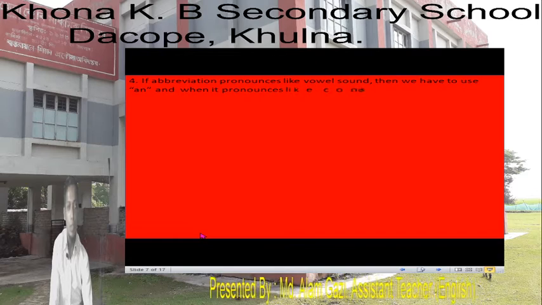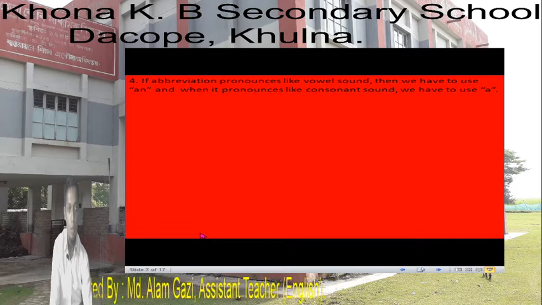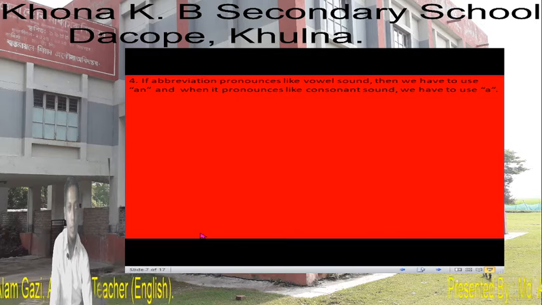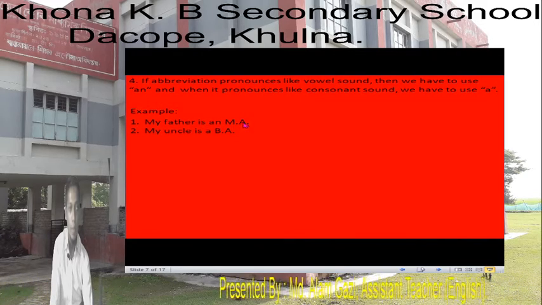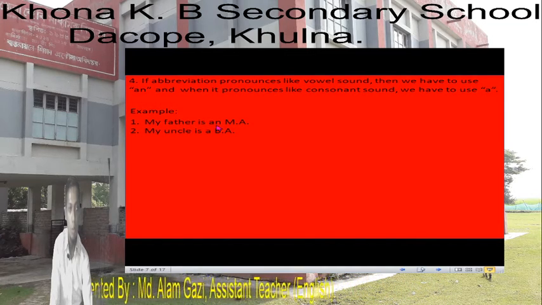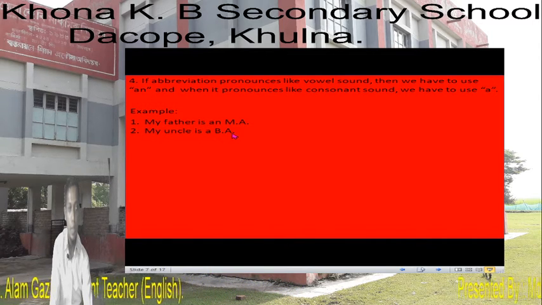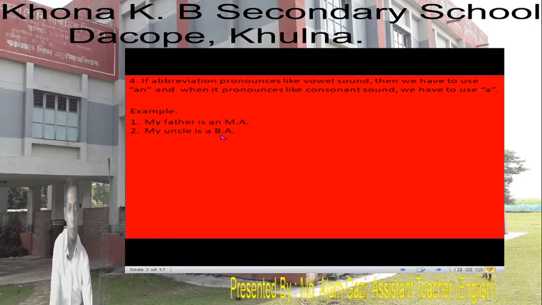If an abbreviation is pronounced like a vowel sound, then we have to use an, and when it is pronounced like a consonant sound, we have to use a. For example, my father is an MA. Here we use an before MA because M is pronounced like a vowel sound, so we use an. In the second sentence, my uncle is a BA. Here we use a before BA because B is pronounced like a consonant sound, so we use a before B.